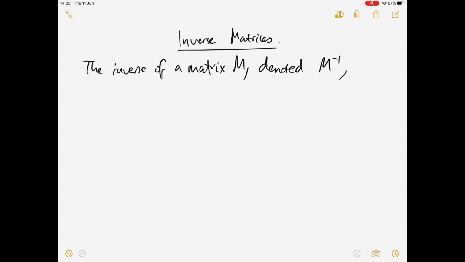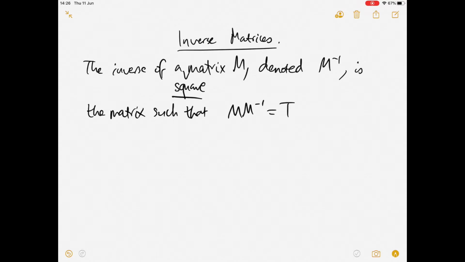The inverse of a matrix M, denoted M inverse, is, or rather, I should say the inverse of a square matrix M, denoted M inverse, is the matrix such that M M inverse is the identity matrix and M inverse M is also the identity matrix.